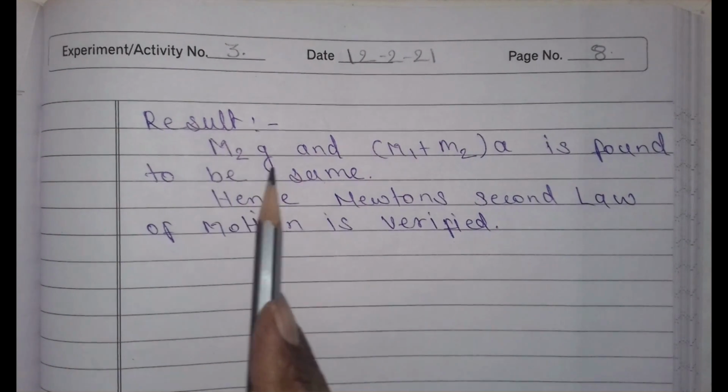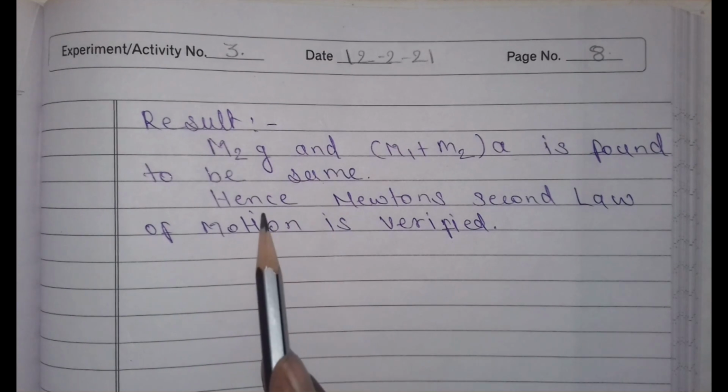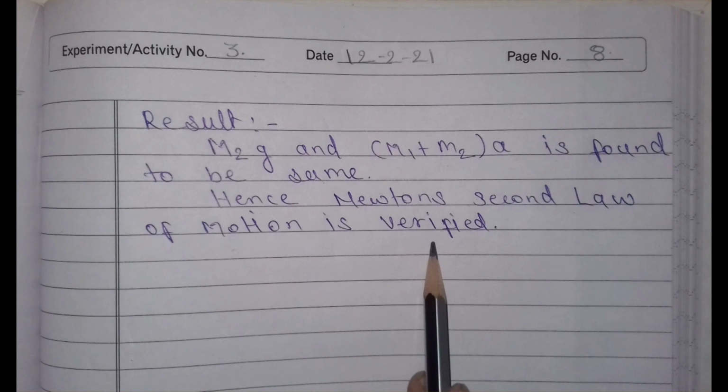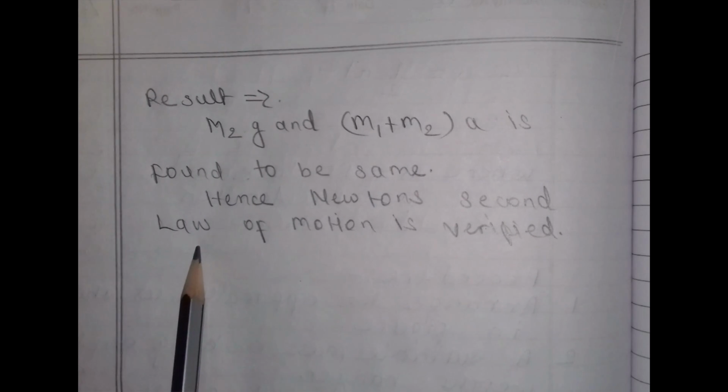Result: m2g and (m1 + m2)a are found to be the same. Hence, Newton's second law of motion is verified. Write down the same result here also.